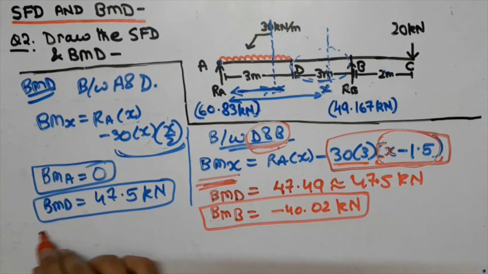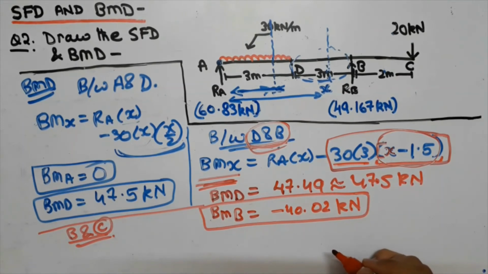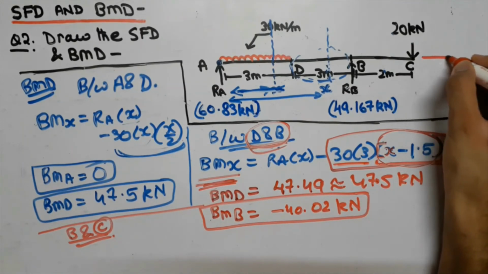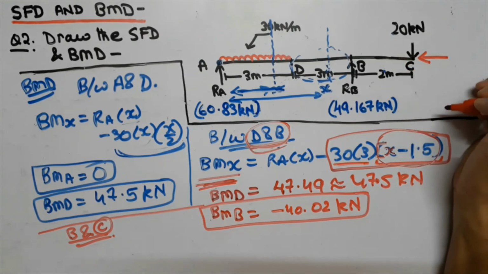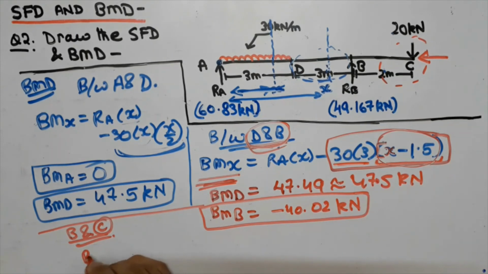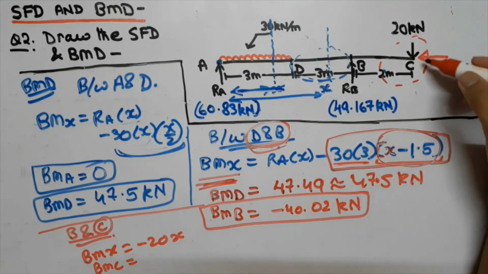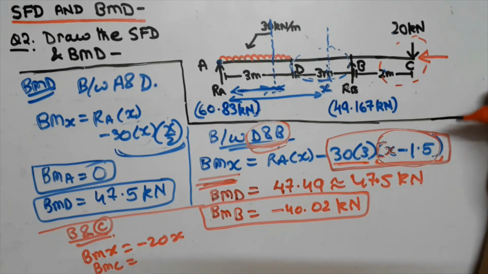Now guys, similarly, in part B and C, we are going to use the concept that we use for SFD. That is, for this particular part, we will move from right to left. And for that, we will get the equation as BMX is equal to minus 20x, as we are using the particular sign convention to find BMD. Now similarly, we will replace x by 0 when we have to find BMC, that is the bending moment at point C, because now we are considering this to be the starting point. So here we will get the bending moment to be 0.